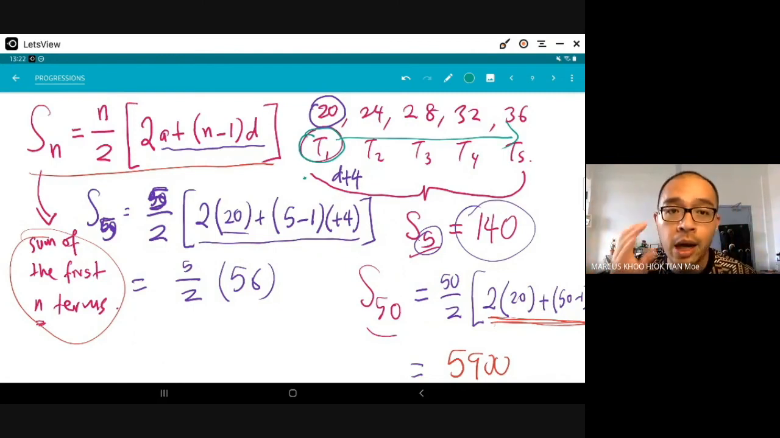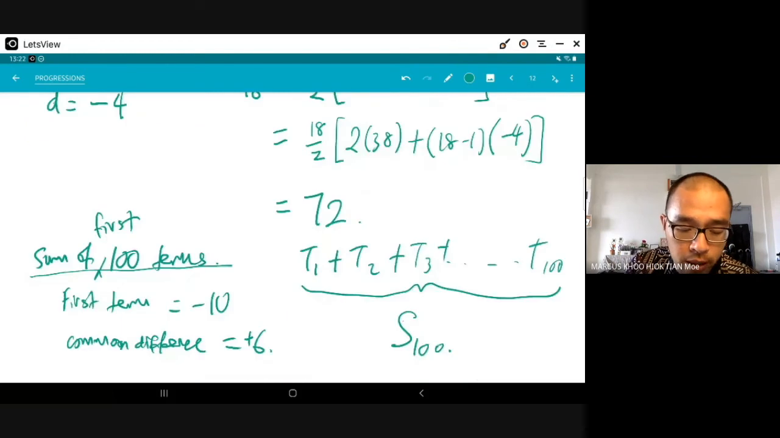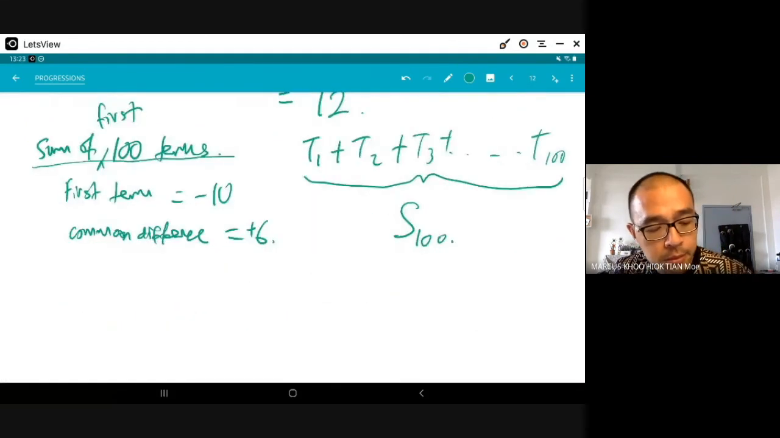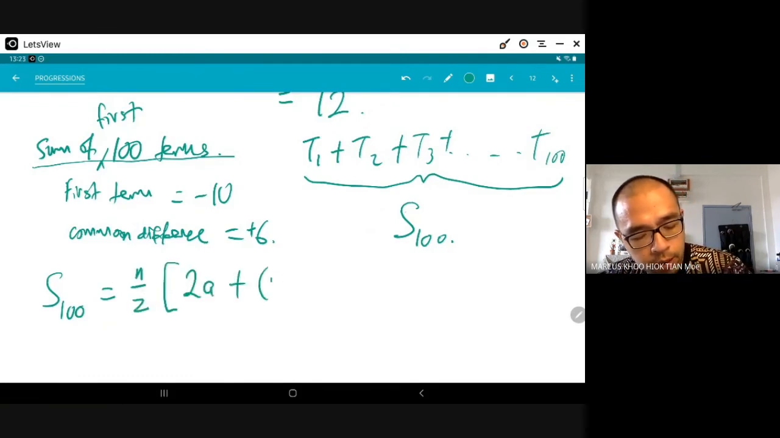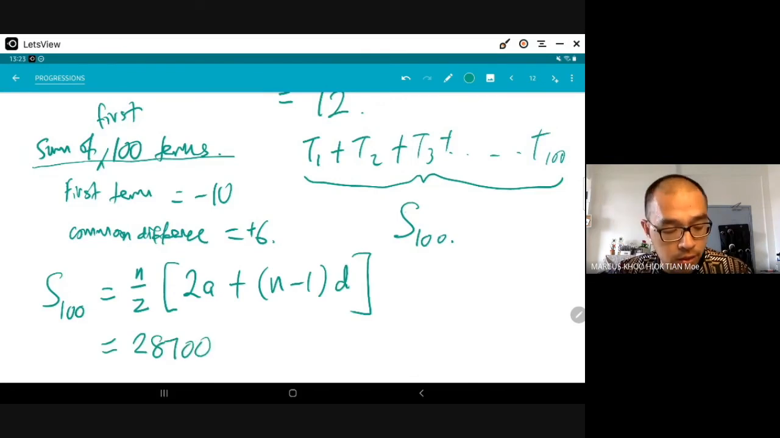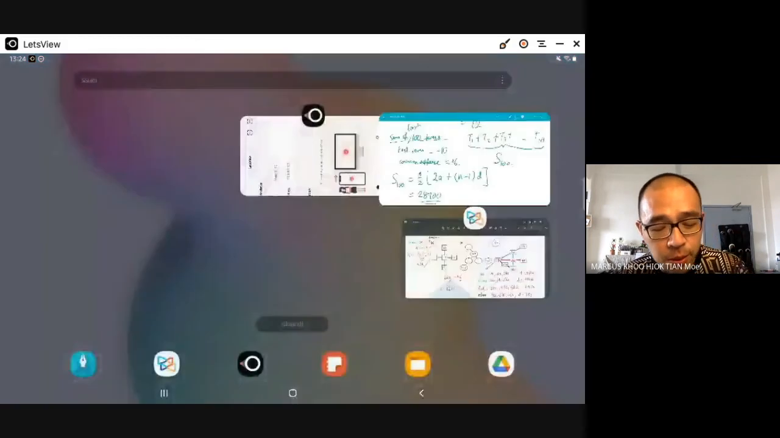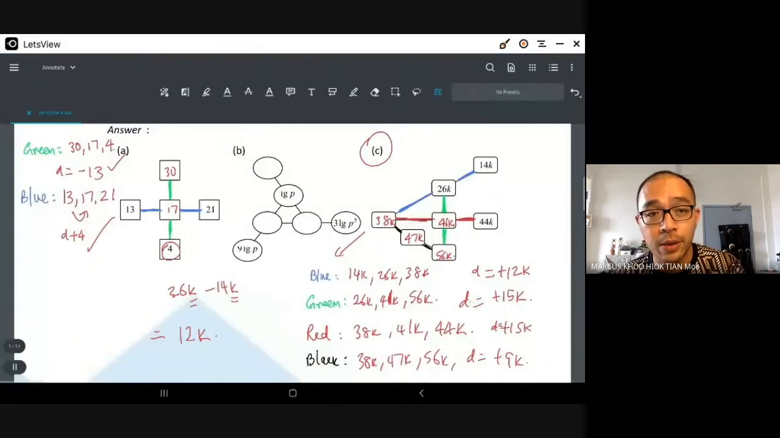Okay, tapi besok kita. I want you to just be familiar with the formula for today. Okay, can you calculate the first 100 terms please? Berapa? S100. Well, formula again, let me show you. 2A plus N minus 1 D. Okay, 28,700 is the answer that Adriani and Sophia got. So I'm going to assume that this is correct lah. Betul lah, 28,700.